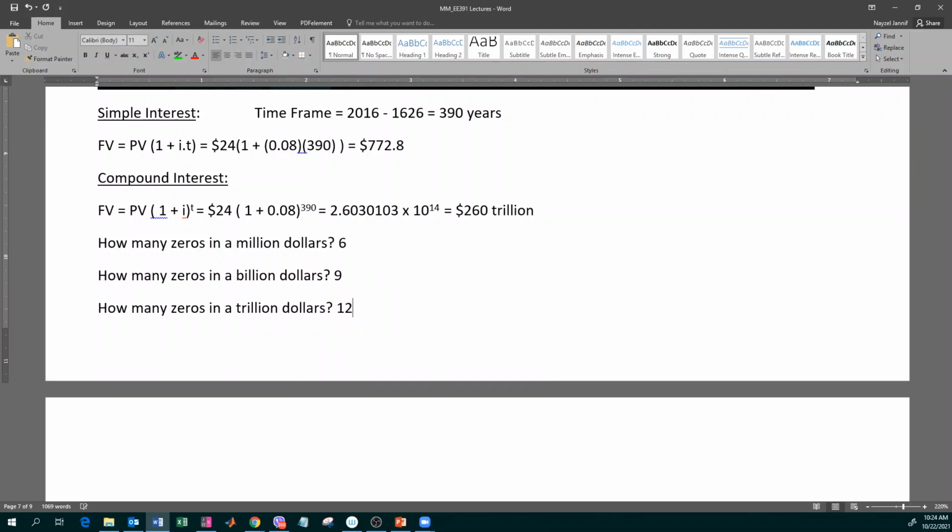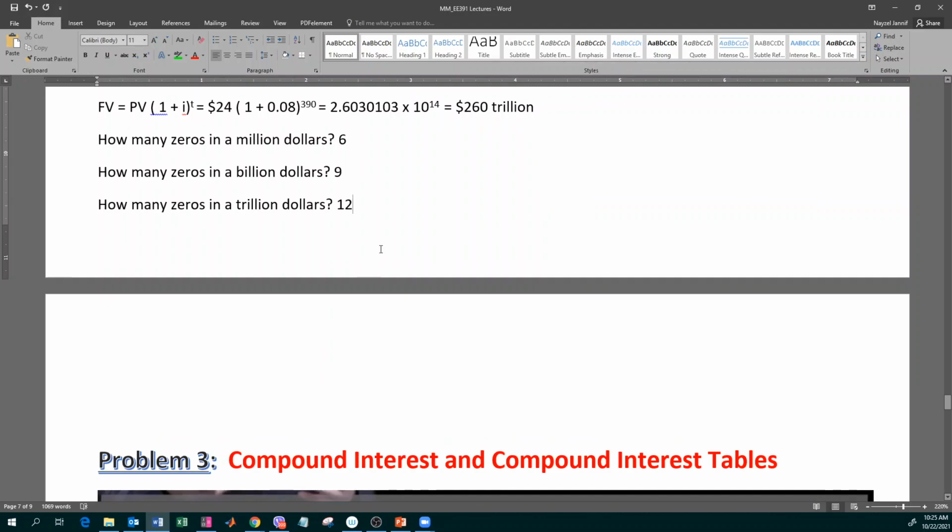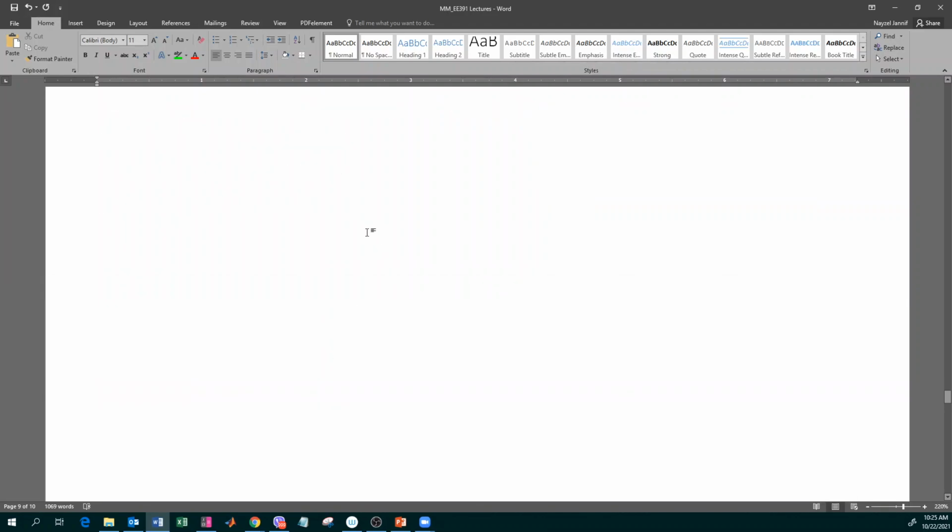Yes, 12. Right. So when you look at this 10 to the power of 14, we just roll this back by 2 and then you add 12 zeros, so $260 trillion. All right, nice. Let's move on to the next question.